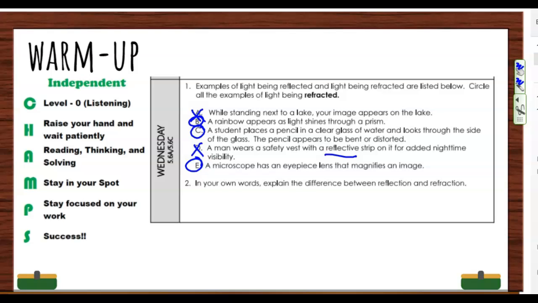Oh, well, that's correct, but it wanted you to circle all the examples that light is refracted. You circled all of them? You were only supposed to circle those? B, C, and E are all correct. Those are the circles? Okay, but now I'm looking at number 2. What's the difference between reflection and refraction?